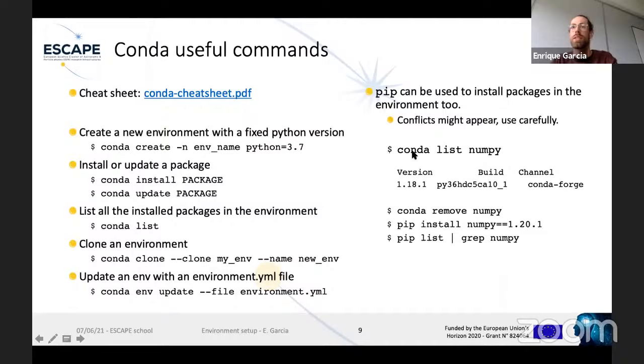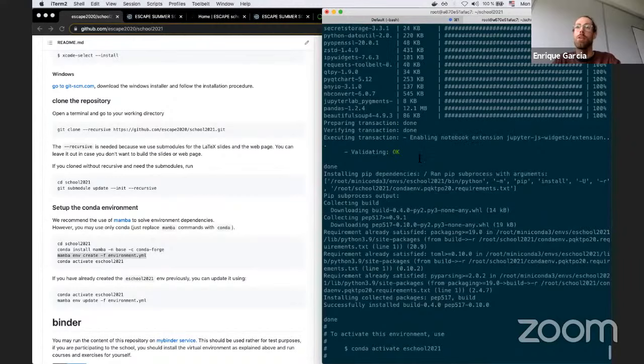We can just type conda list numpy to see the version of this library. Basically you see the version, the build and the channel from which it was installed. And we can set conda remove numpy and install any specific version of numpy using pip, and then have a look at what it has installed. In any case, this is just an example, and please don't do this in this environment.